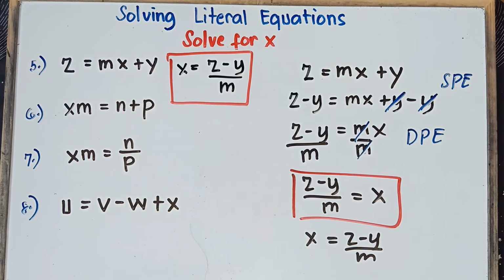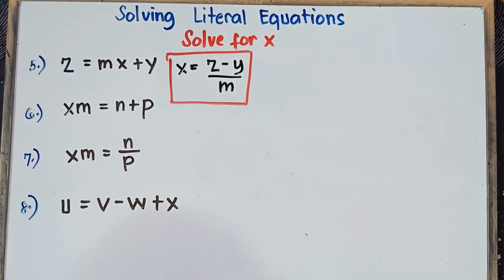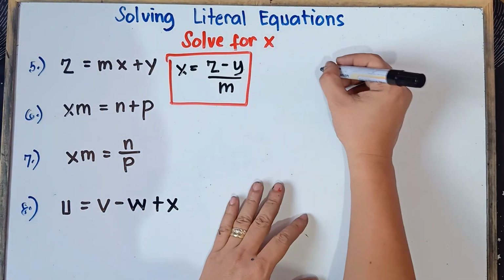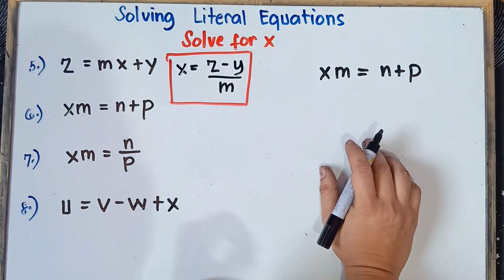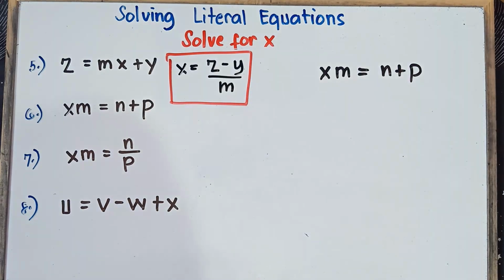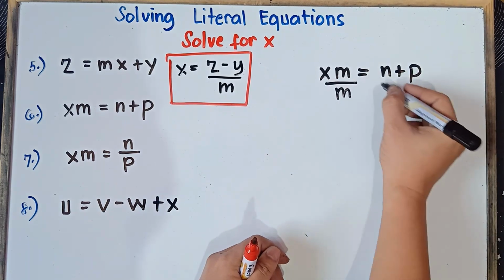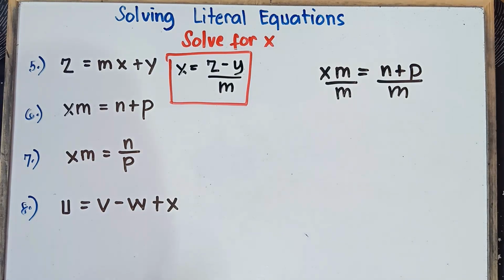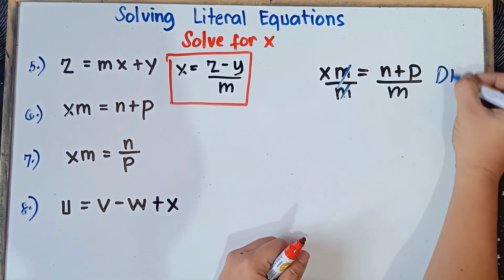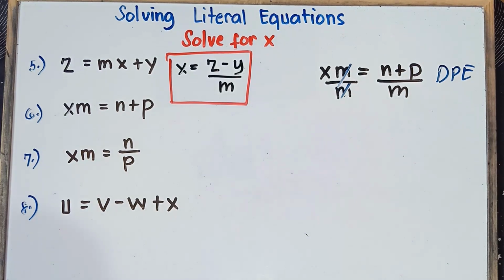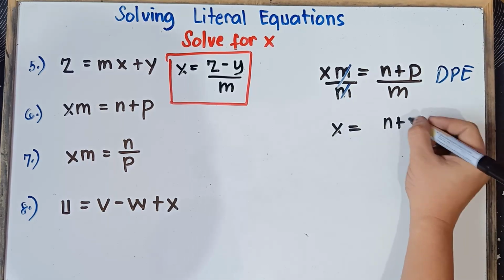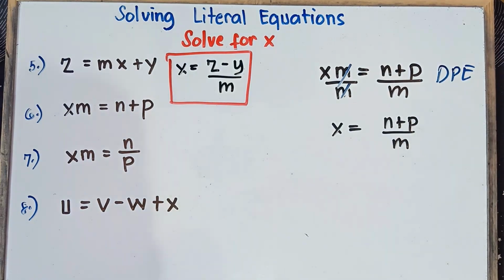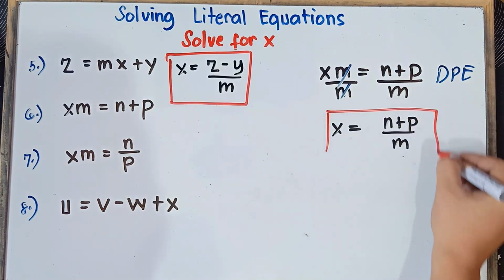Alright, so let's have example number 6. Let me copy the equation. We have xm equals n plus p. So therefore, to solve for x, we can just simply apply division property of equality. We can just simply divide both sides by m so that we can cancel this out. And this is what we call division property of equality. And that's it. That's the answer with regards to example number 6. We have x equals n plus p over m. That's the answer, class, with regards to example number 6.